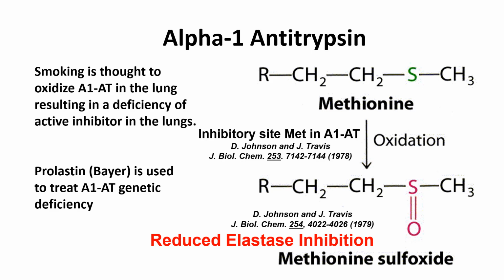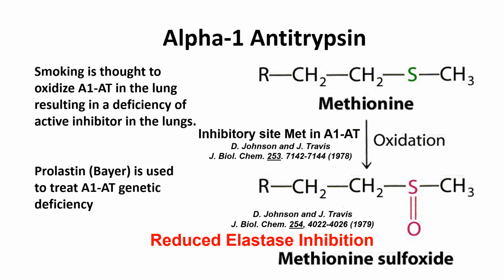And there's the methionine structure. And then Prolastin, made by Bayer, is just alpha-1 antitrypsin isolated from blood plasma, and it's used to treat the genetic deficiency of alpha-1 antitrypsin.